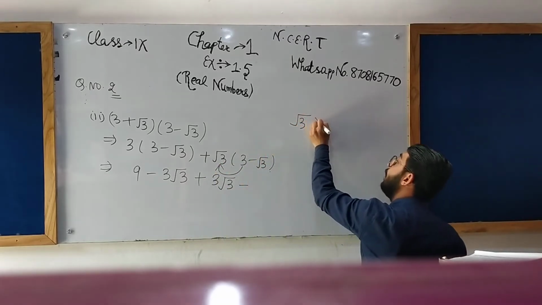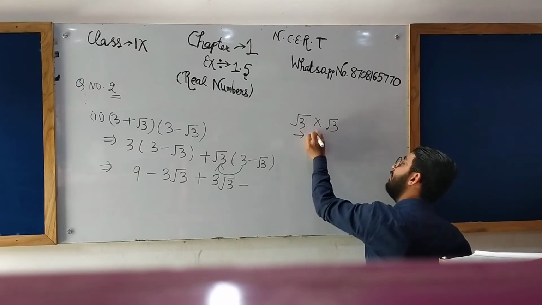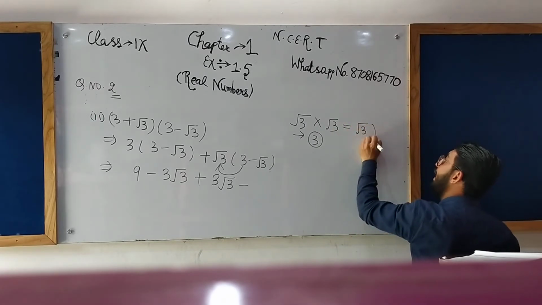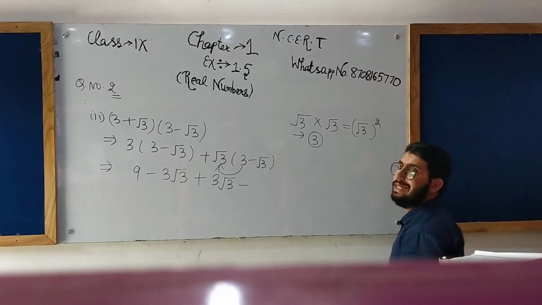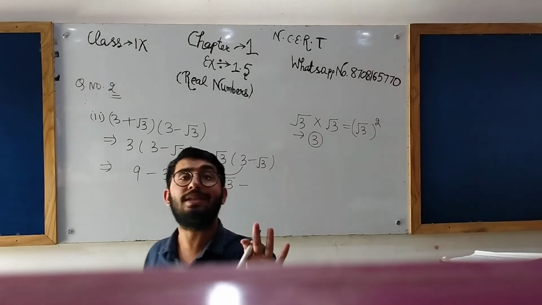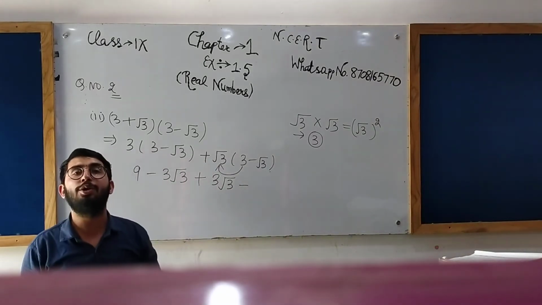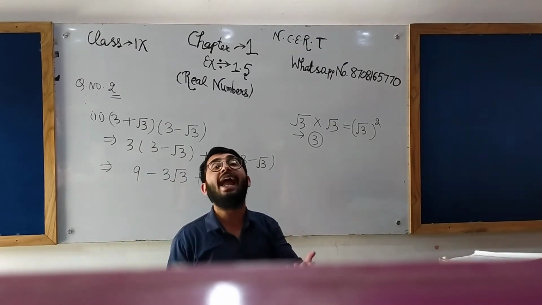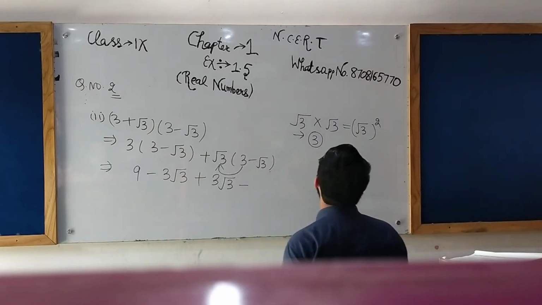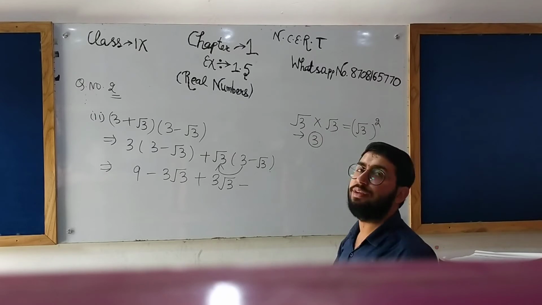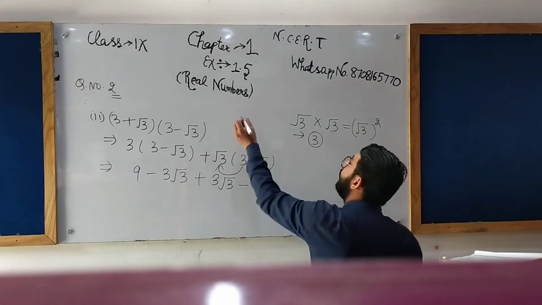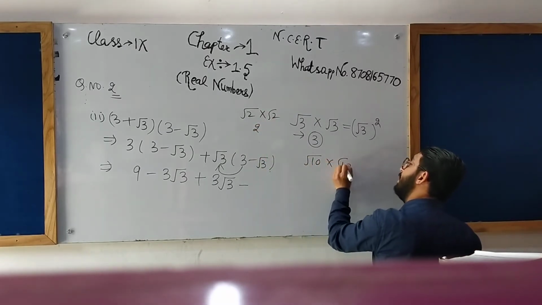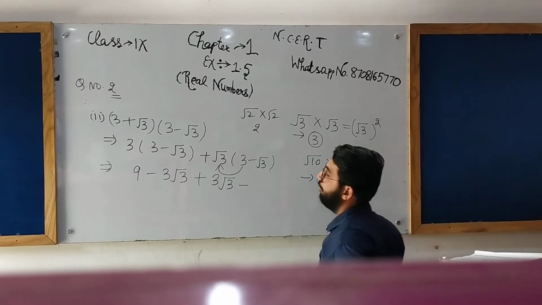Listen to me. Root 3 into root 3 is what? It will be 3 only. How? Root 3 into root 3 is root 3 squared, and square and square root get neutralized. We have already learned that square and square root, if present together, neutralize each other. They are the enemy of each other. Root 3 into root 3 is 3. Root 2 into root 2 is 2. Root 10 into root 10 is 10.